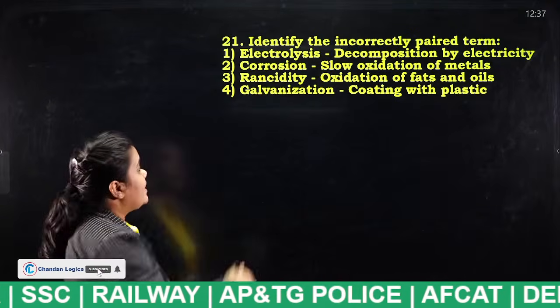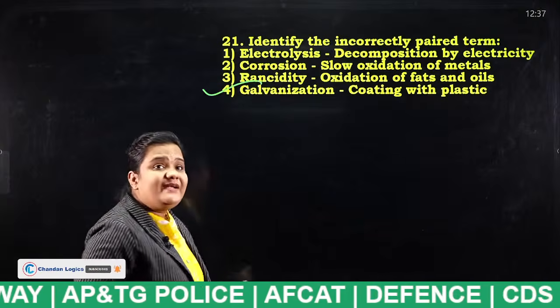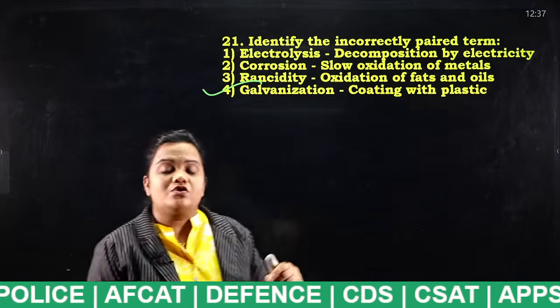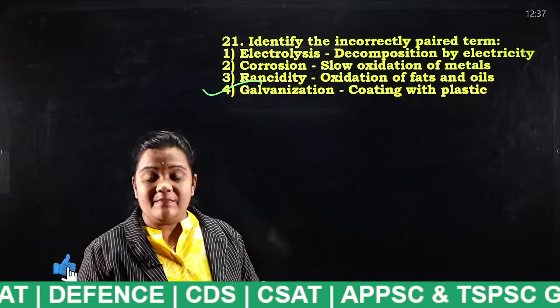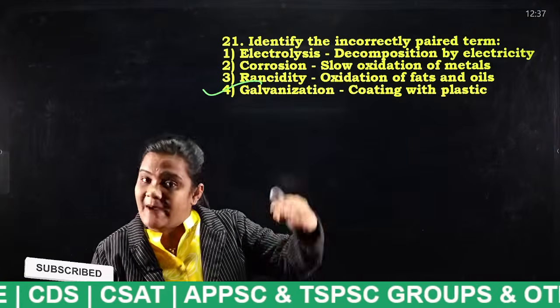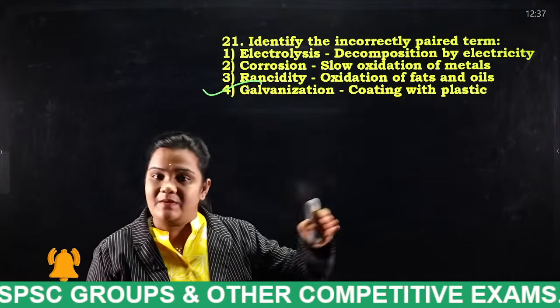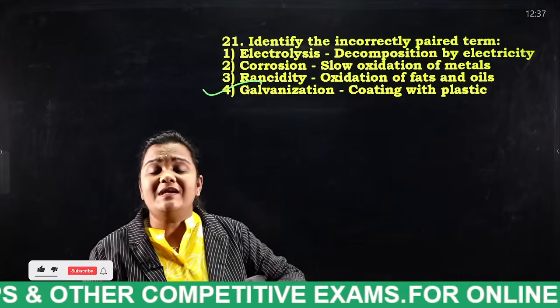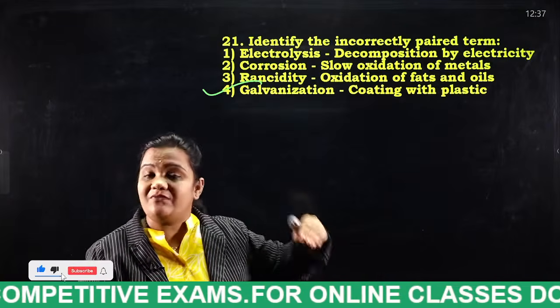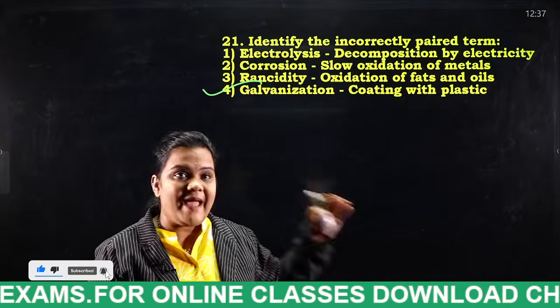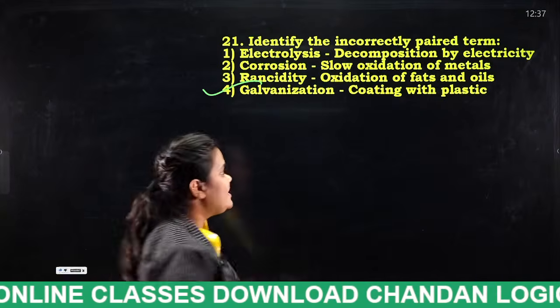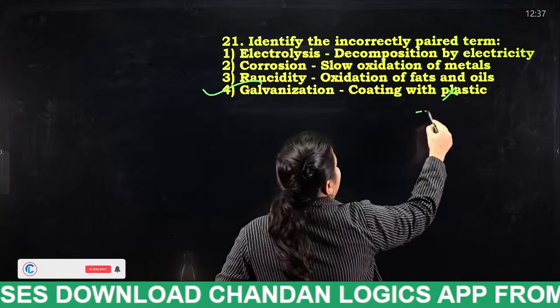Option 4 is wrong. Why is it wrong? Tell me the reason. Very good. The galvanization process is done in order to prevent that particular metal from corrosion. How is it done? It is done by coating with zinc. Here it is given as plastic, but it is not plastic, students, it will be coated with zinc.